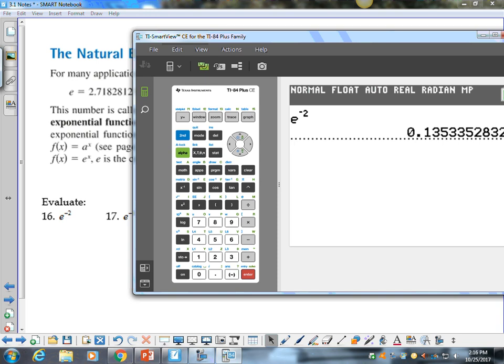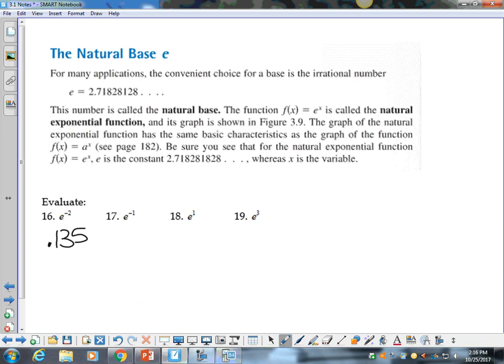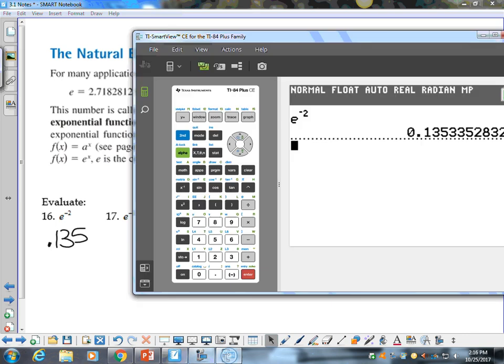Let's go 3 decimal places, shall we? So let's make sure we can round. 0.135. What's e to the negative 1 going to do? 1 over that 2.7 number. So you just put e to the negative 1. 0.368. Good.